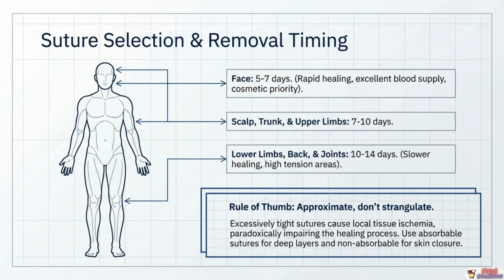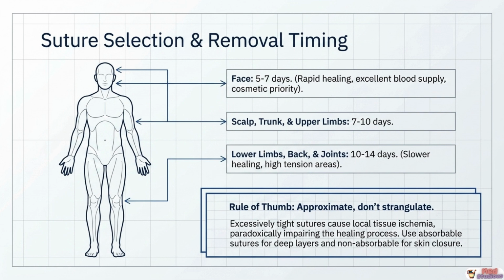Non-absorbable sutures, such as nylon or polypropylene, are used for skin closure and must be removed when the wound has developed sufficient strength. Removal timing is body region specific and directly reflects the local blood supply and mechanical tension on the wound. Facial wounds are removed at 5 to 7 days. Rapid healing driven by the exceptional blood supply of the face, combined with cosmetic priority to minimize suture track scarring.